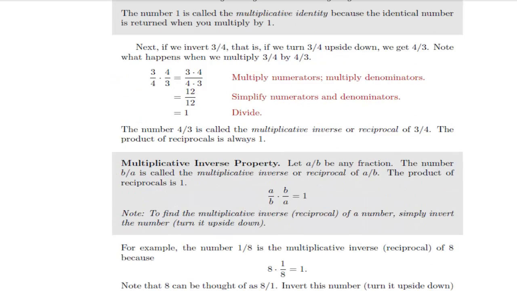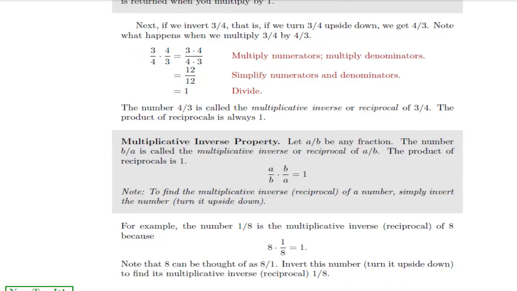Multiplicative inverse property. Let a over b be any fraction. The number b over a is called the multiplicative inverse or reciprocal of a over b. The product of reciprocals is 1. A over b times b over a equals 1. Note, to find the multiplicative inverse or reciprocal of a number, simply invert the number, turn it upside down.